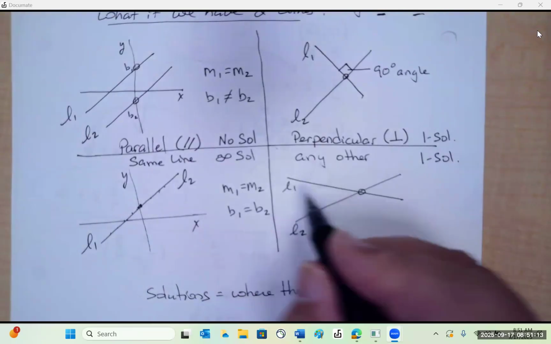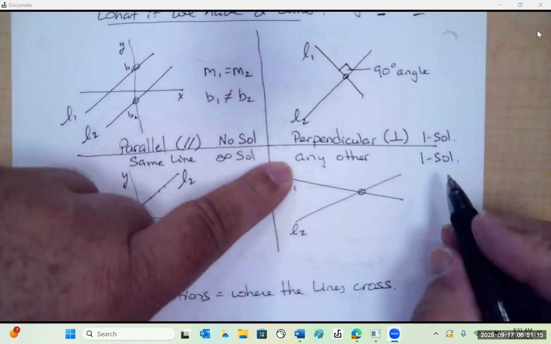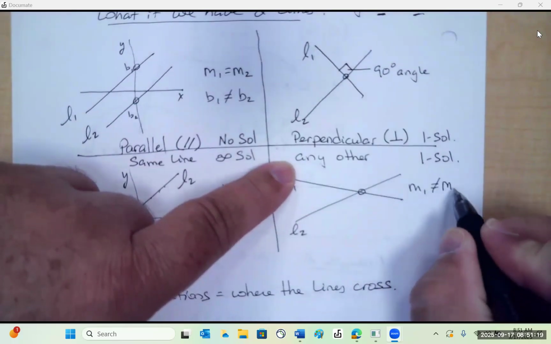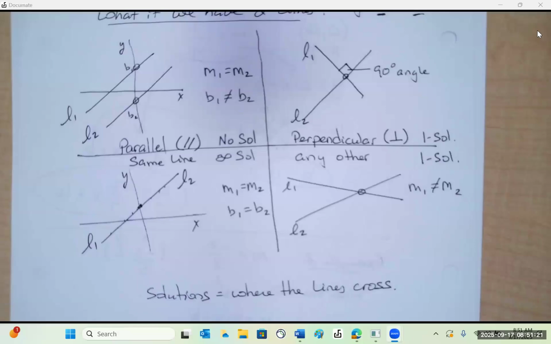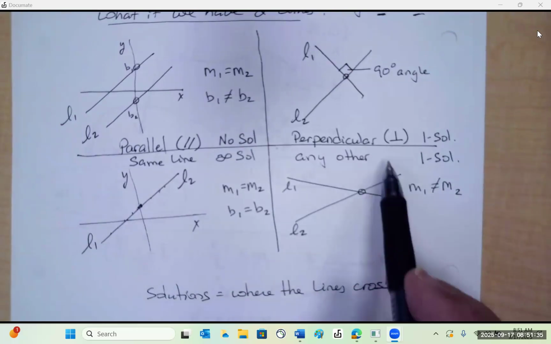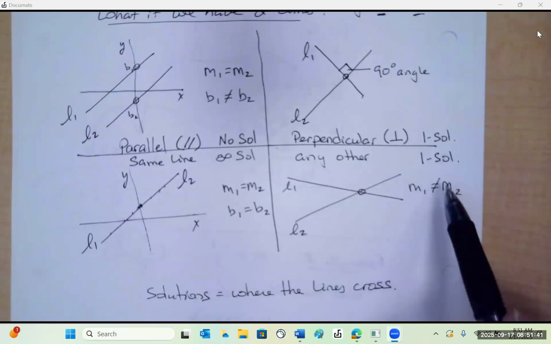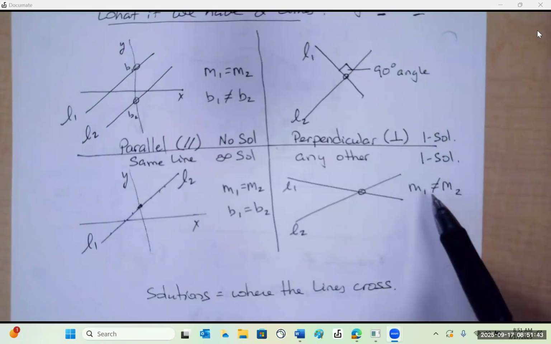So with the any other line, all we know is that the slopes are not the same. They're not equal. We don't care about the y-intercepts. Why not? Because this solution can happen on the y-axis, or it doesn't have to happen on it. So the y-intercept is irrelevant there. If the slopes are different, then we know we have a solution.